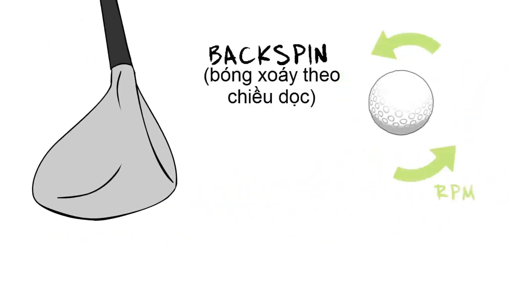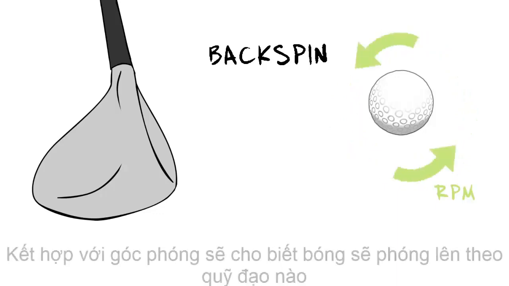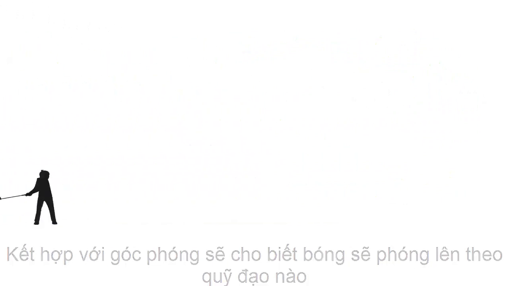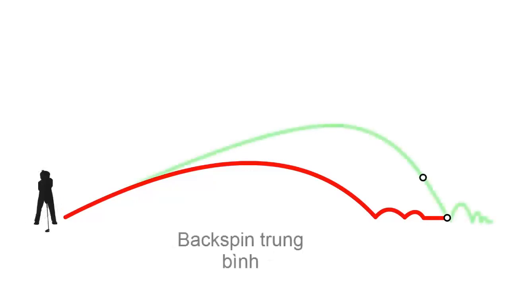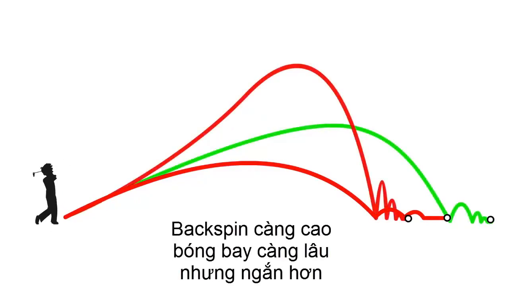Backspin has the greatest effect on ball flight efficiency. Backspin measures the vertical rotation of the ball in relation to the ground as it leaves the club face. It works together with launch angle to determine the flight path of your shot in regards to distance. You can control the height of the shot with backspin. The more backspin, the higher the ball flies, the longer it hangs in the air, and the shorter it rolls.